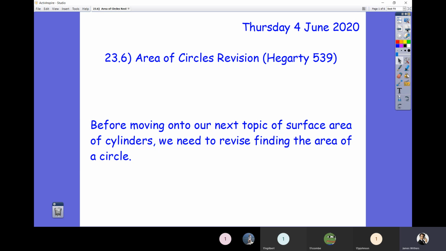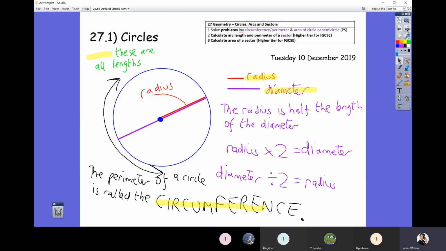So just to go through the basics, as you can see, I've pinched our slides from back in December. If we've got a circle, the radius is the length from the center of the circle to the outside, and the diameter is the length all the way across from one side of the circle to the other through the center. So you can see that the diameter is 2 lots of the radius. If you've got the radius and you want to work out the diameter, you double it. And if you've got the diameter and you need to know the radius, you halve it. So make sure you're comfortable with moving between radius and diameter.